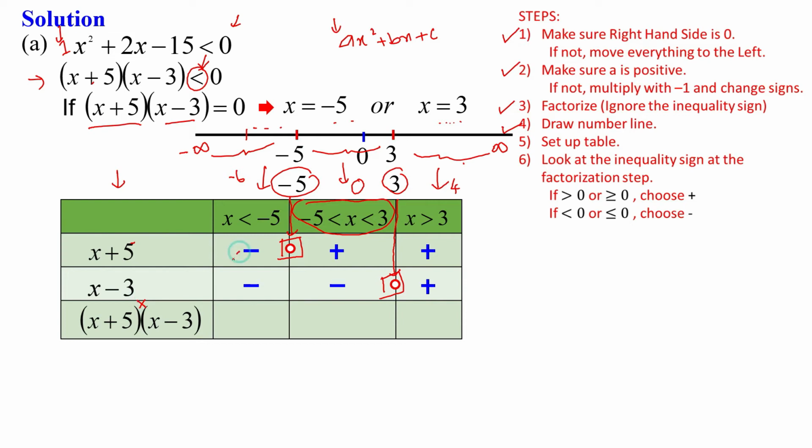So this just means negative times negative. It's going to be positive. Positive times negative, it is negative. Positive times positive is positive.